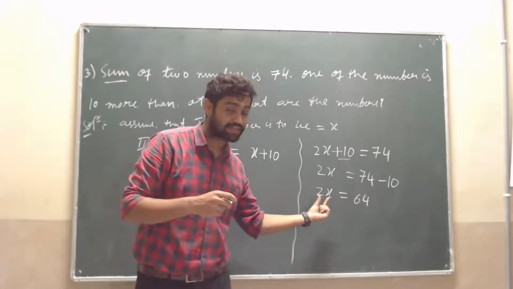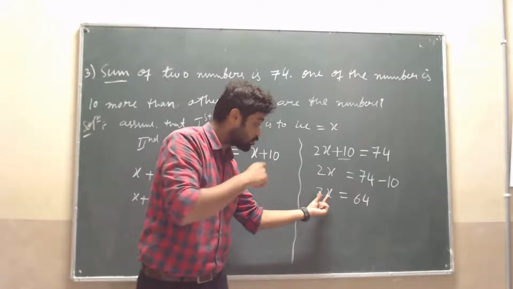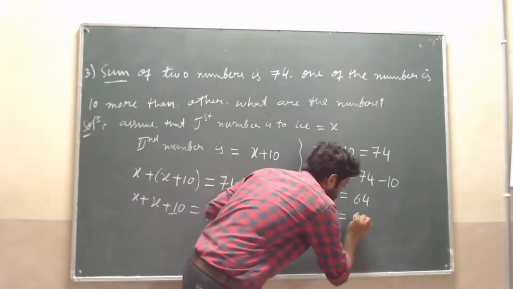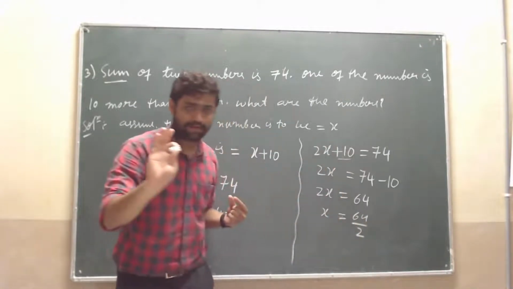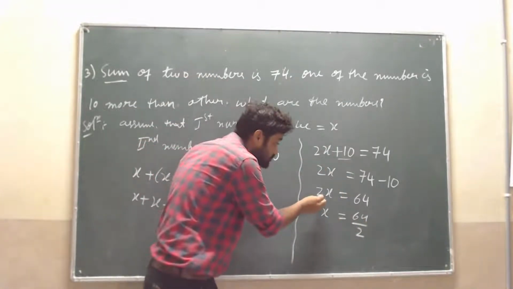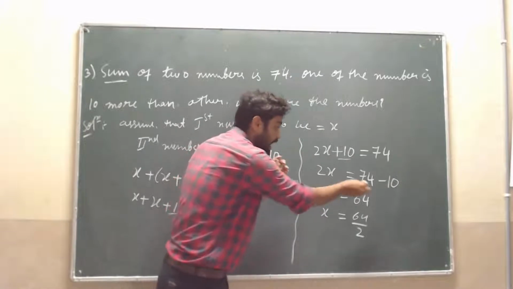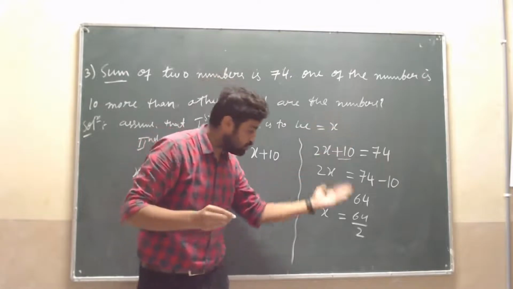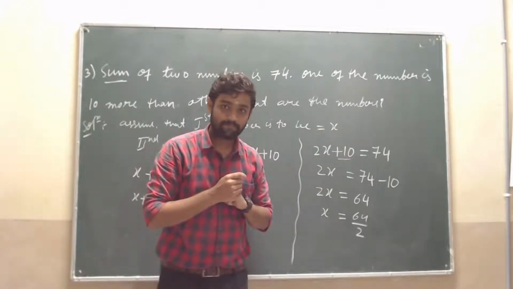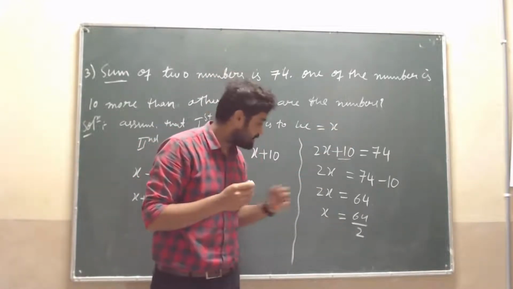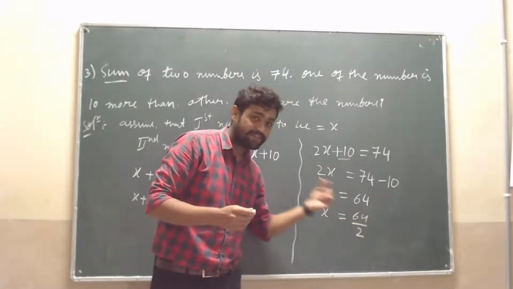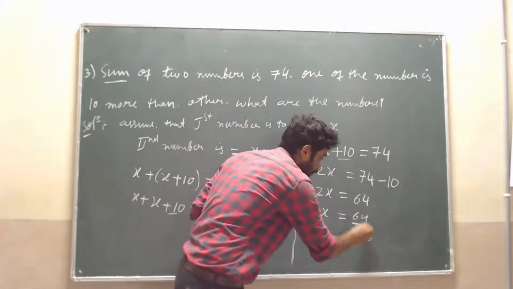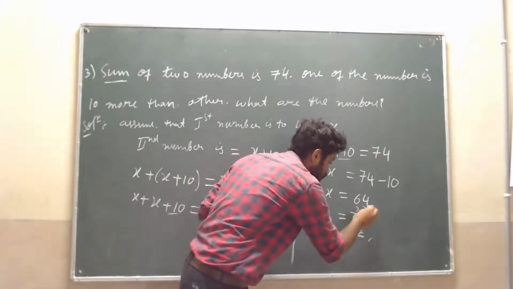Still we did not get the value of x. That is the 2x value, so we have to get the value of x. We have to divide by 2. I am transposing this multiplication by 2 to the RHS side. Multiplication is transposed to division. Multiplication changes to division.